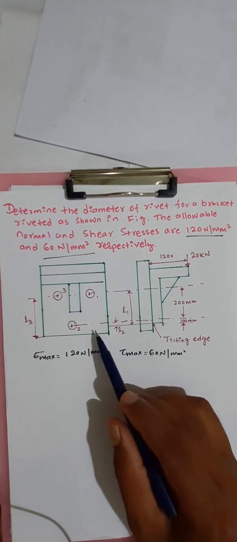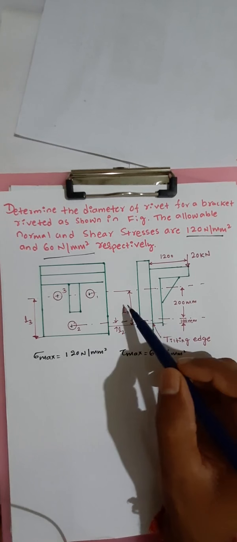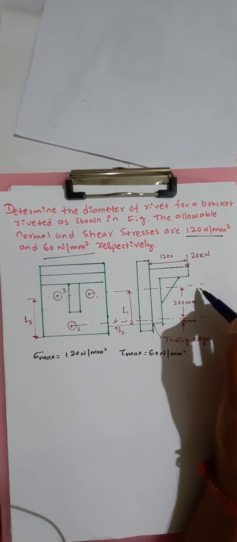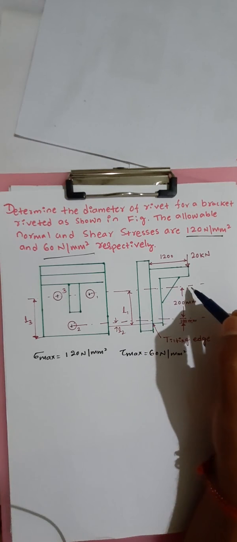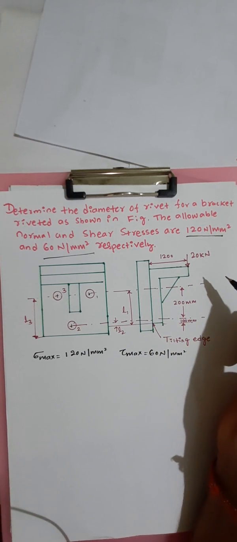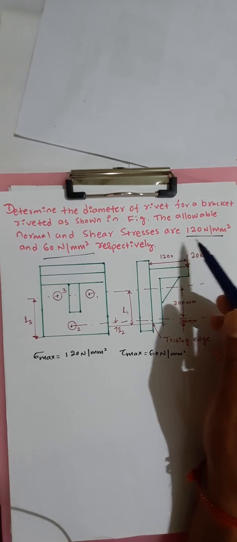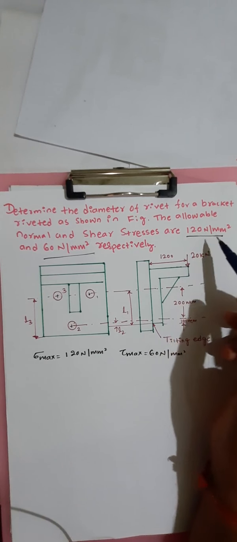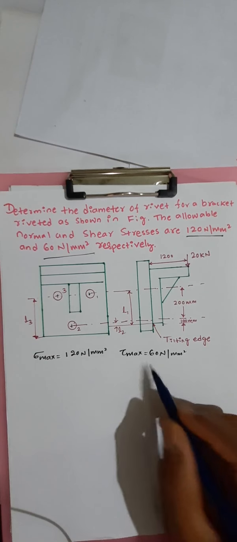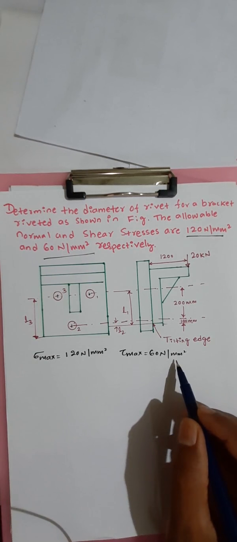So here there is a riveted bracket. Here we have three rivets, which are subjected to eccentric loading. The load is acting perpendicular to the rivet axis. Here we need to note down the given data with respect to this problem. The allowable normal and shear stresses given in the problem are sigma max equal to 120 Newton per mm square, and tau max, the shear stress, equal to 60 Newton per mm square.